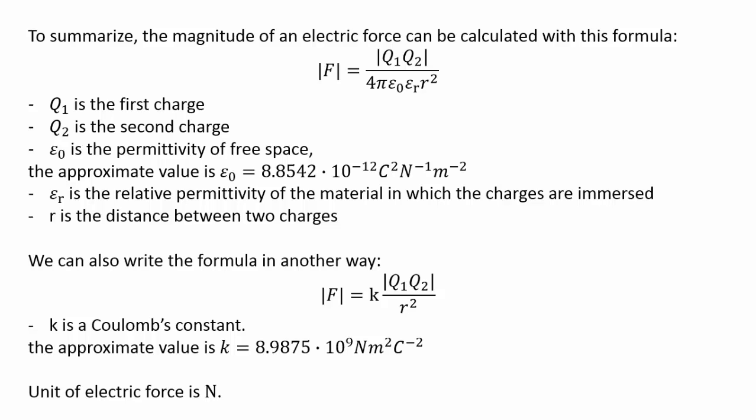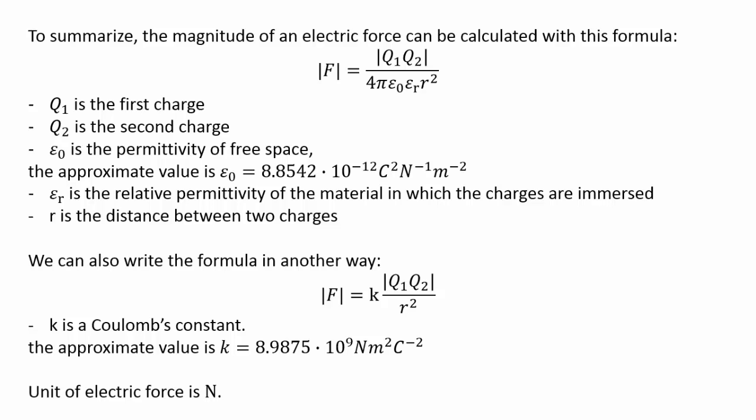Basically, what do we have in the formula? We have Q1, which is the first charge. We have then Q2, which is the second charge. Epsilon 0 is the permittivity of free space, and you can see the approximate value on your screen. Epsilon r is the relative permittivity of the material in which the charges are immersed. And of course, r is the distance between the two charges.